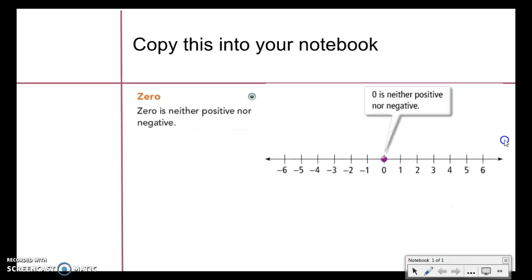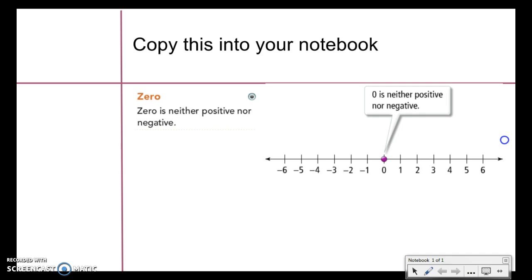Alright, the last little thing you're going to copy down for a definition is 0. Now I've seen a lot of people writing negative zeros. Guys, you cannot have -0 of something. Okay, you can't have -0 period. There is no -0. There's only one 0, and it's just 0. There is neither a positive or a negative 0. It's just 0.